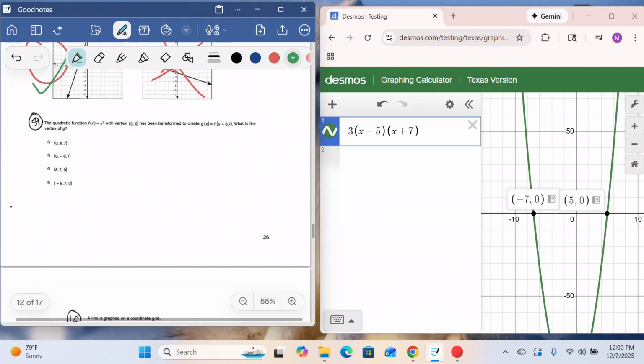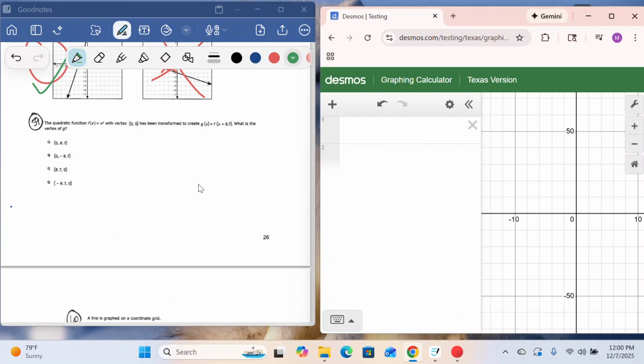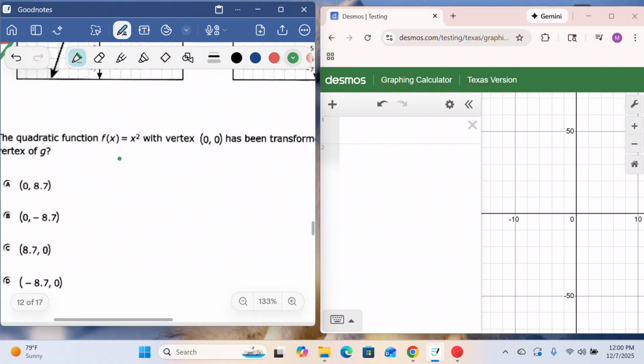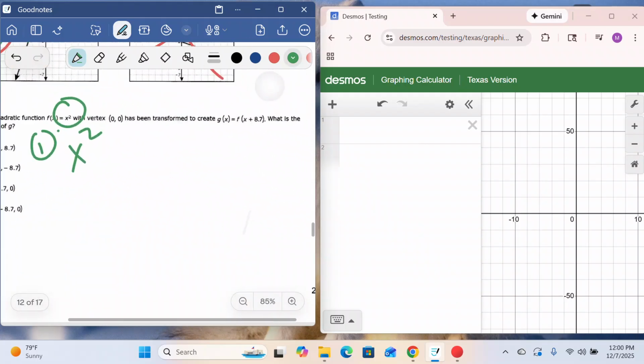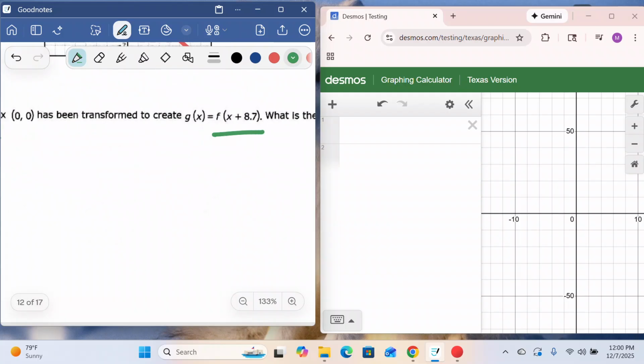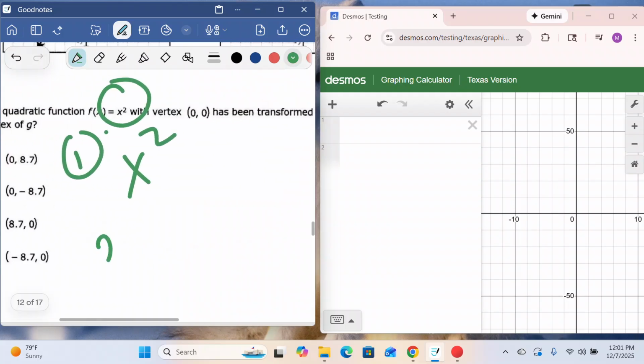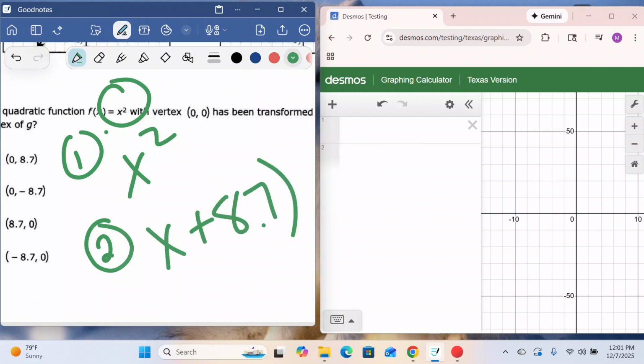If I look at 59, 59 is a repeat of the one that I did before. So then I might want to try this one. And remember that our parent function right here is the x squared. And that is put in number 1. And the vertex is 0, 0. And then they're going to create by doing this to the function. So they're going to do x plus 8.7. So my second one would be x plus 8.7. And then I do the quantity square, because remember that x squared is there.